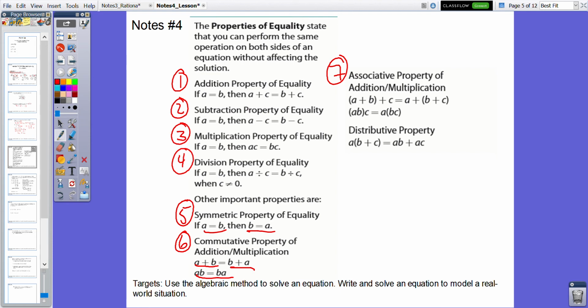And then the distributive property. This is important. If we take a value on the outside of parentheses and multiply both of what's inside, we get what's inside the parentheses multiplied by what we have on the outside. Okay, that's the distributive property. We'll need to know that for homework.